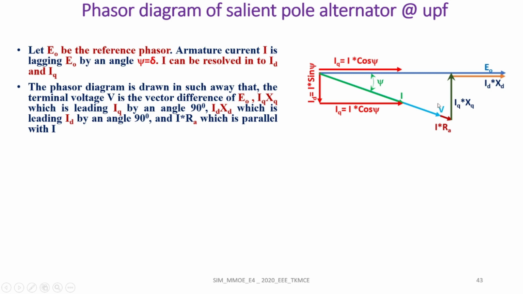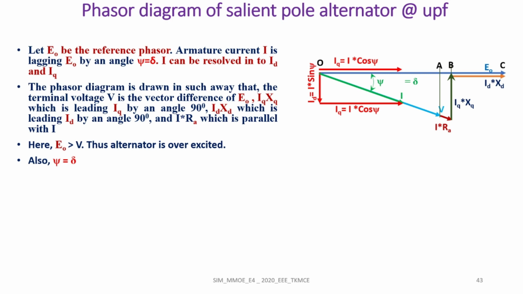Here we can see that V and I are in phase. Why? Because the power factor of operation under consideration is unity power factor. Here also we can see that the magnitude of induced EMF E0 is greater than the terminal voltage. Therefore, the machine is overexcited. And also the angle between E0 and V, that is delta, is equal to internal power factor angle psi. So similar to the lagging case, let's draw two lines in order to derive the expression for induced EMF E0.